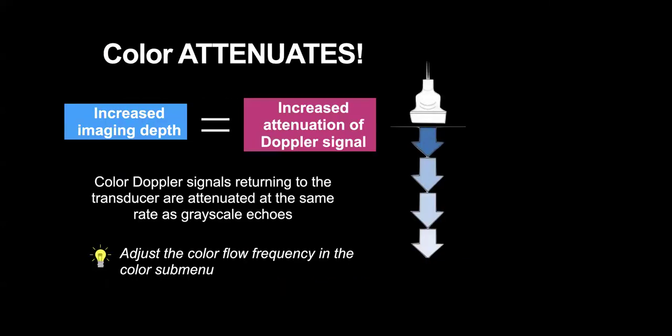So when utilizing color Doppler in an obese patient, you notice that color flow isn't filling. This is due to the attenuation of Doppler signal by the increased imaging depth. In order to strengthen this signal, you can go to your color submenu and lower your color flow settings. And it's just done as easy as that. So just like grayscale, color attenuates. So when you have a high BMI, that color is also going to attenuate.